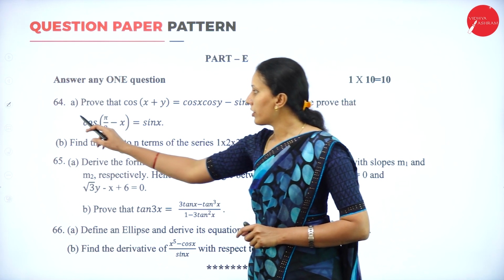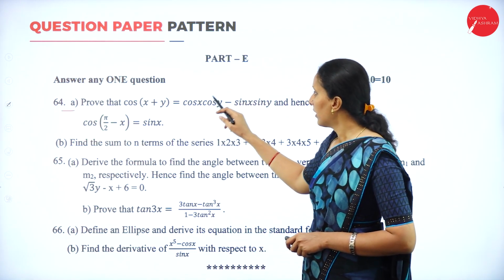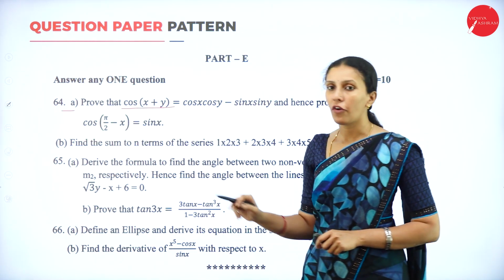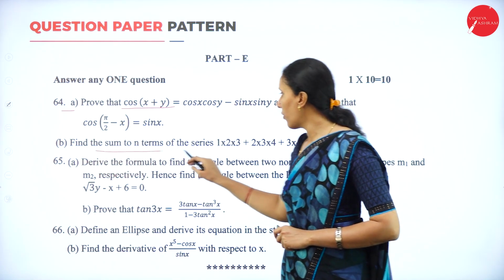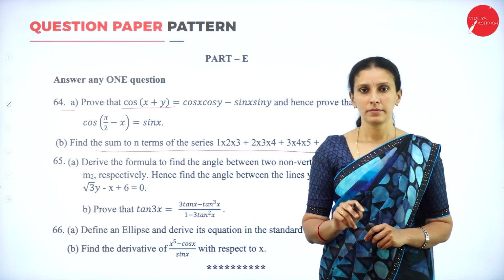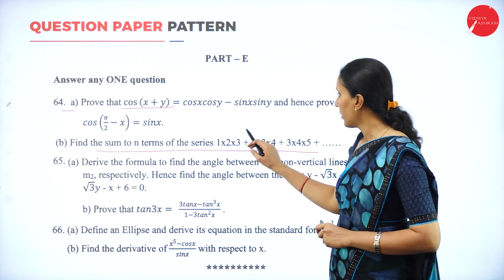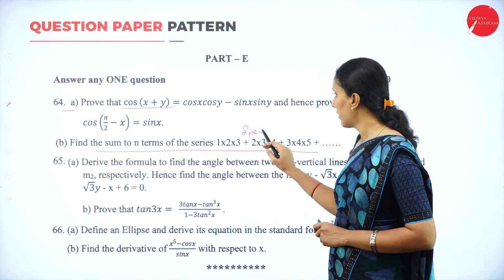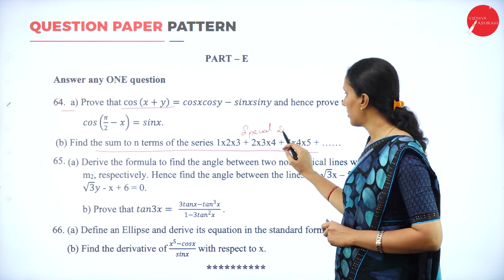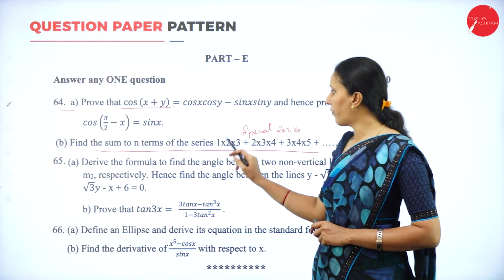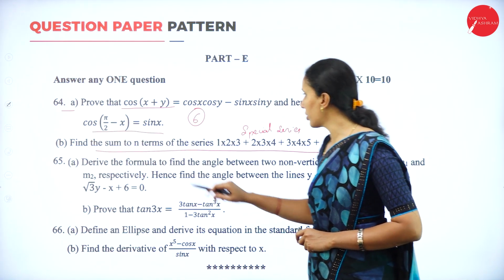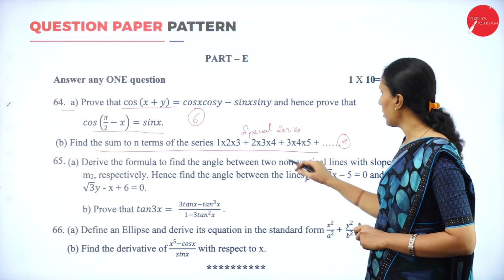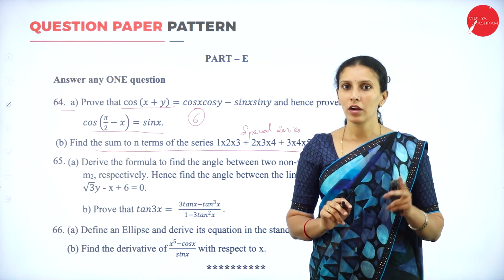Question number 64 contains a geometrical proof of cos x plus y from the chapter trigonometry, and find the sum of n terms of the series. That is, you have a special series in series and sequences. So you will get one 4 marks question. This is for a 6 marks question along with one sub question, and this is a 4 mark question. So question number 64 is 10 marks.